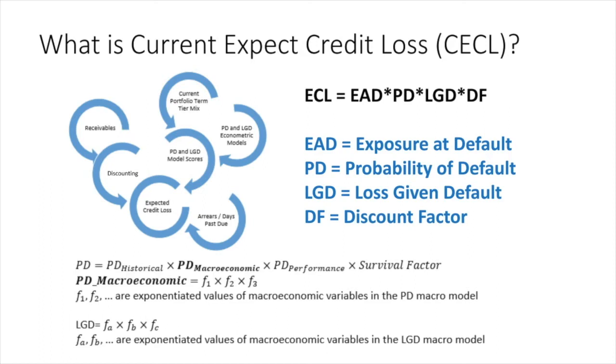The PD macroeconomic can further be broken down as a product of the different macroeconomic variables that were significant in the PD macro model. Similarly, the LGD is a product of the different macroeconomic variables that were found to be significant in the LGD macro model. And each of these models are portfolio specific so that we can calculate the expected credit loss as a function of these risk metrics for different portfolios.